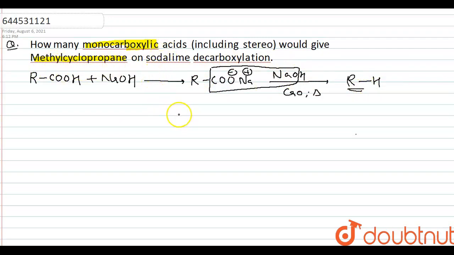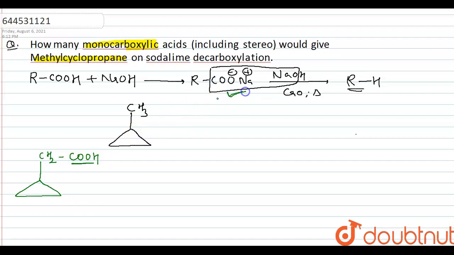And in this question, given methyl cyclopropane. So how many carboxylic acids give methyl cyclopropane? At first, I want to attach a COOH group on CH3 and form methyl cyclopropane. This group is eliminated. At first, it changes to salt, like in this reaction, and then the carboxylic acid is eliminated and H attaches to CH2 and forms methyl cyclopropane.